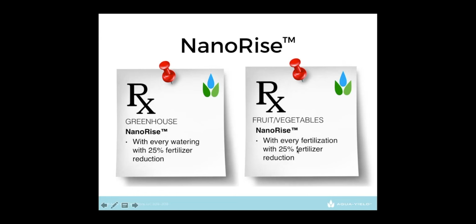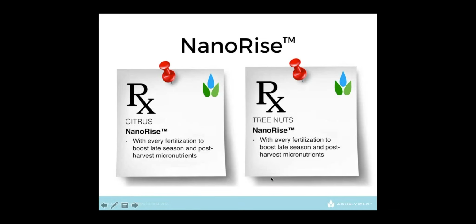Also in fruits and vegetables and other specialty crops, that fertilizer reduction would also come into play. Recommend NanoRise with every fertilization while decreasing their base fertilizer 25%.